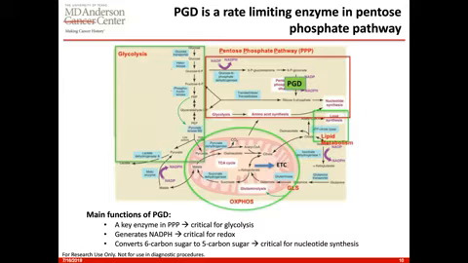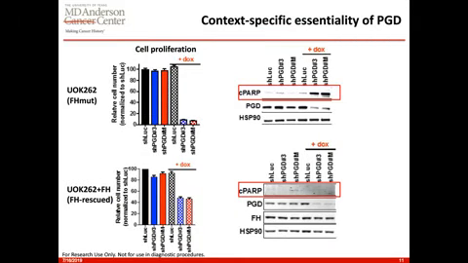To make sure our screening data is valid, we followed up with target validation work. First, using the UOK262 cell line with FH loss-of-function mutation, we infected cells with DOX-inducible hairpins against PGD, and we show genetic inhibition of PGD robustly suppresses cell proliferation. And also, you see on the Western blot on the right, that it induces robust apoptosis of the cells as well. And interestingly, this effect is context-specific.